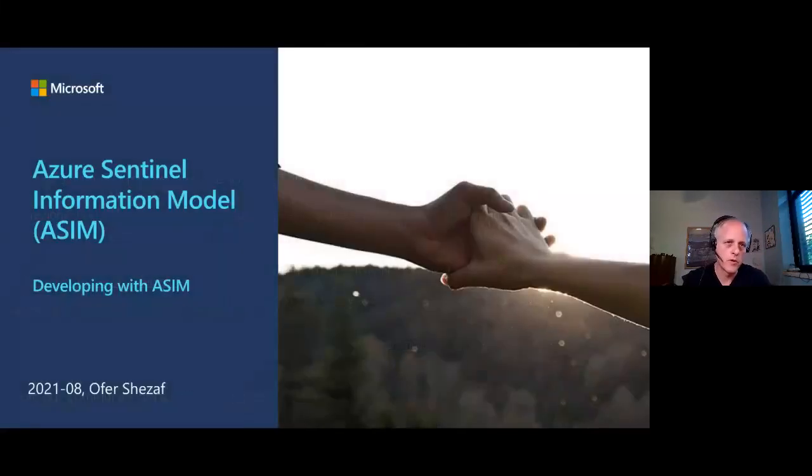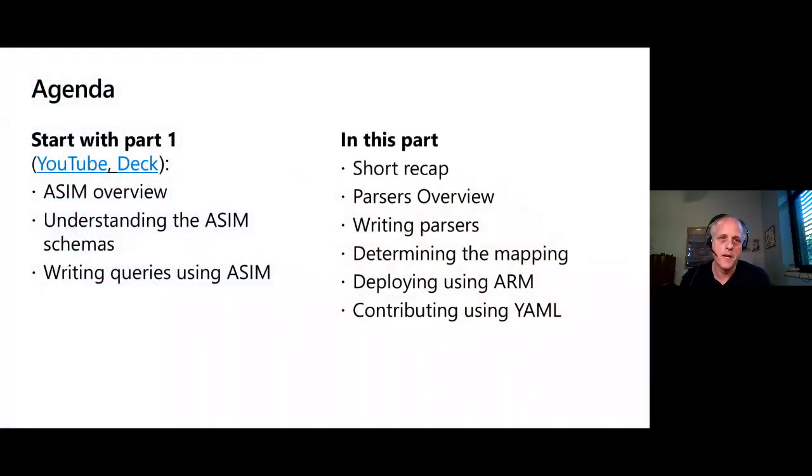So today we'll talk about the Azure Sentinel Information Model, as Jason said. We coined it ASIM because abbreviations are always nice. This is a sequel. This is part 2. And some sequels are easy to understand without the first part. I'm not sure this one will be.